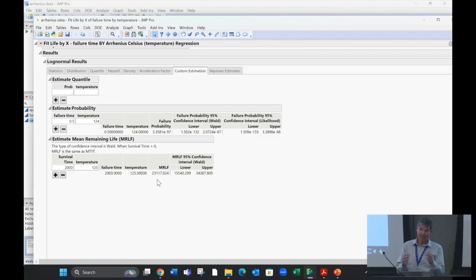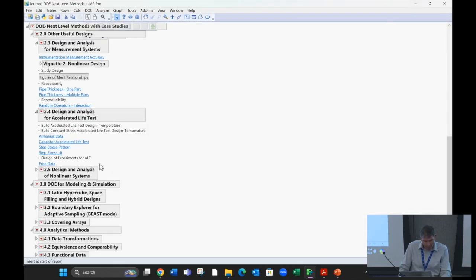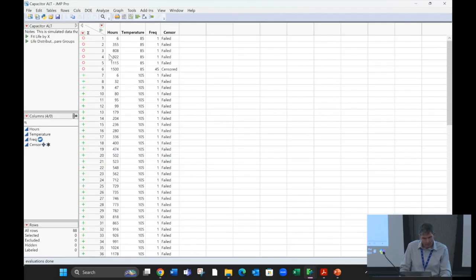This is the end result, but the question is, how do I know how to set these up, right? So I can do a DOE on this. Let me look at one more thing here. Capacitor.